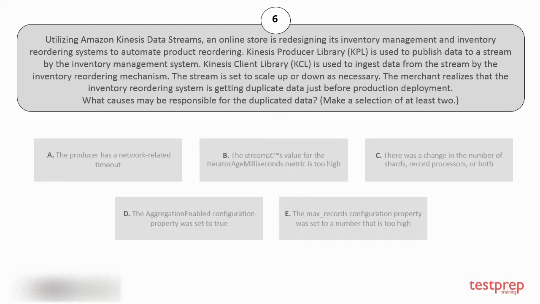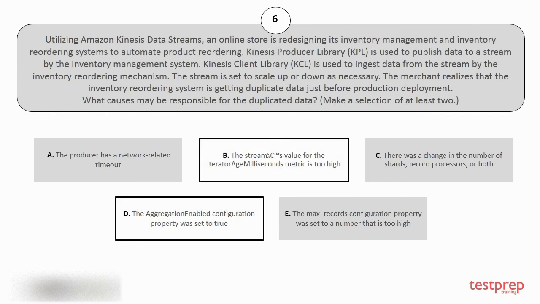Your options are A. The producer has a network-related timeout. B. The following value for the iterator age milliseconds metric is too high. C. There was a change in the number of shards, record processors, or both. D. The aggregation-enabled configuration property was set to true. E. The following configuration property was set to a number that is too high. The correct answers are option B and D.